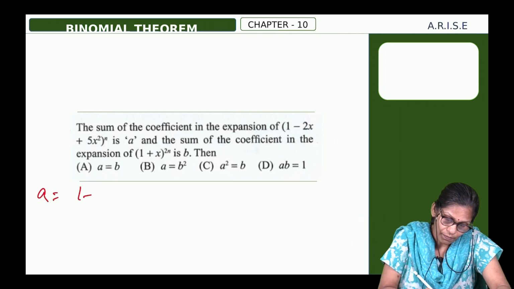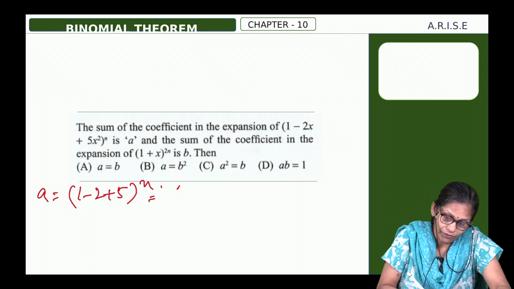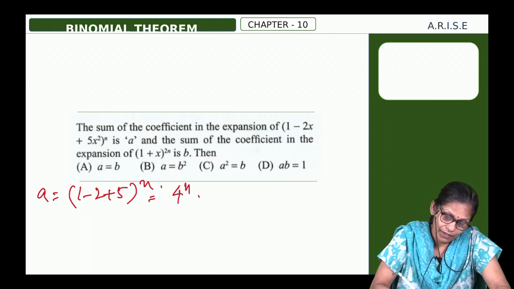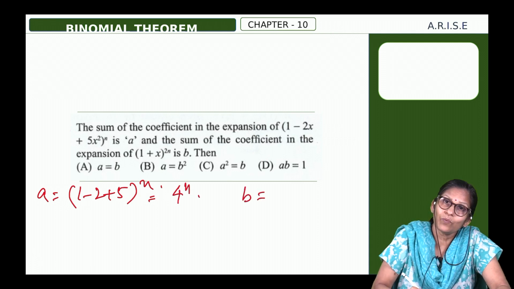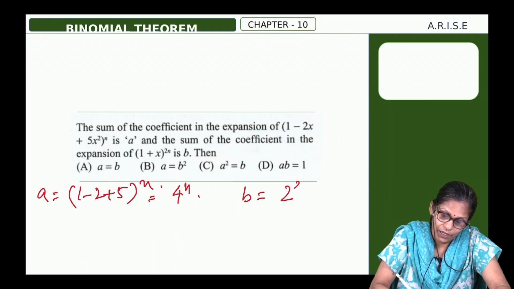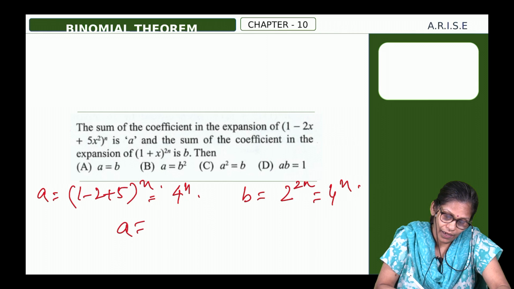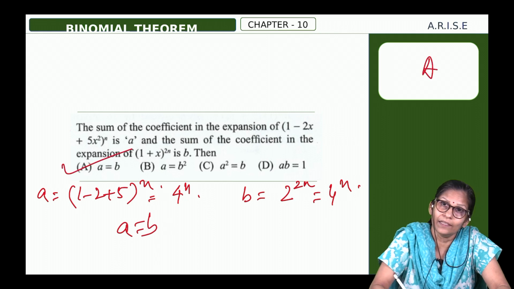It is (1 minus 2 plus 5) the whole raised to n, that is 4 raised to n. Similarly, what is B? (1 plus 1) the whole raised to 2n, that is 2 raised to 2n, which is 4 raised to n, making A equal to B. Option A is correct.